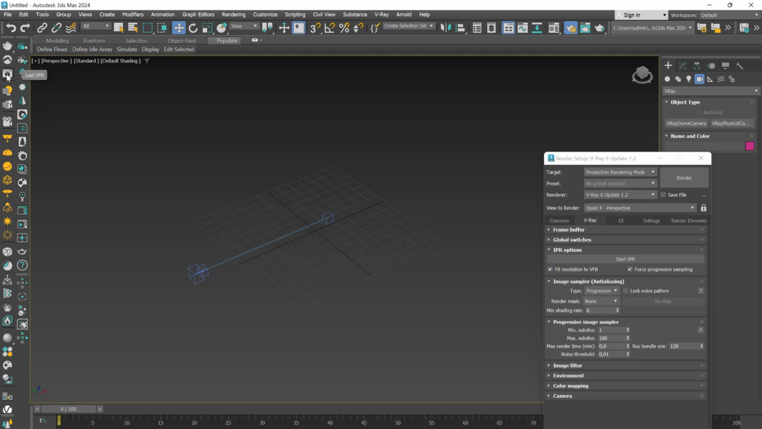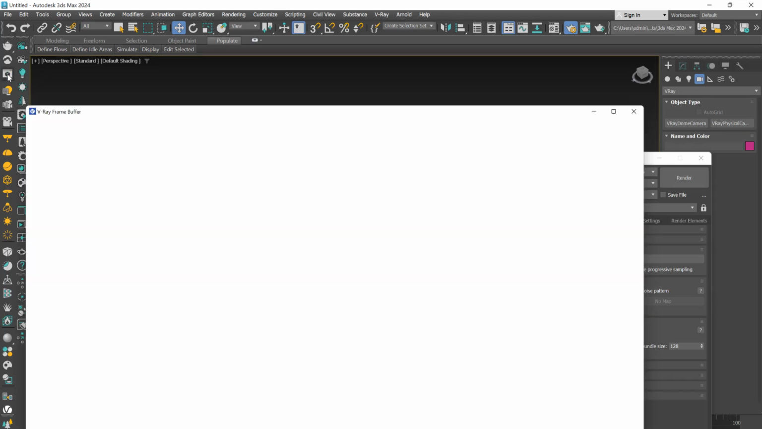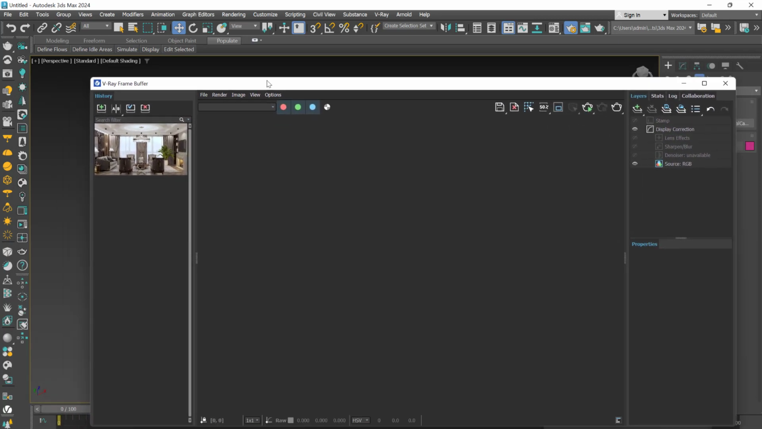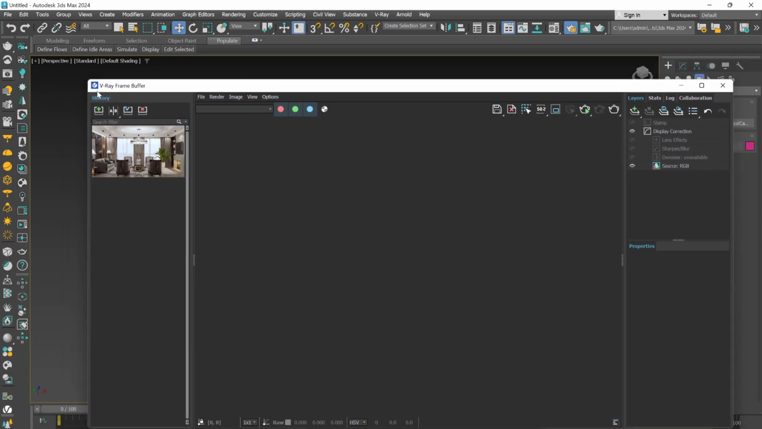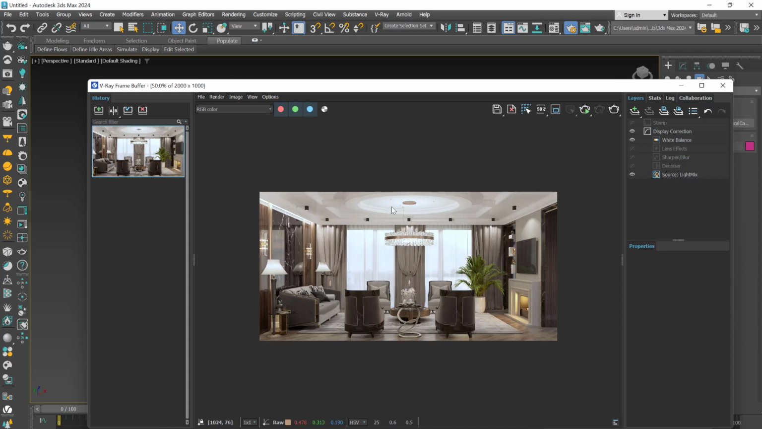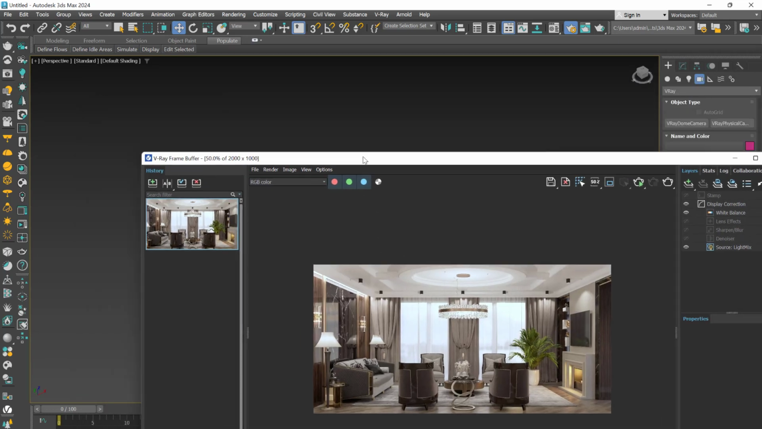Now let's get to Max and let's load our previous render. By pushing this button, you load the V-Ray frame buffer, and using history, we can load our previous render or our canvas. And we remember that we got 2000 by 1000 pixels. I'll get to that in a second.